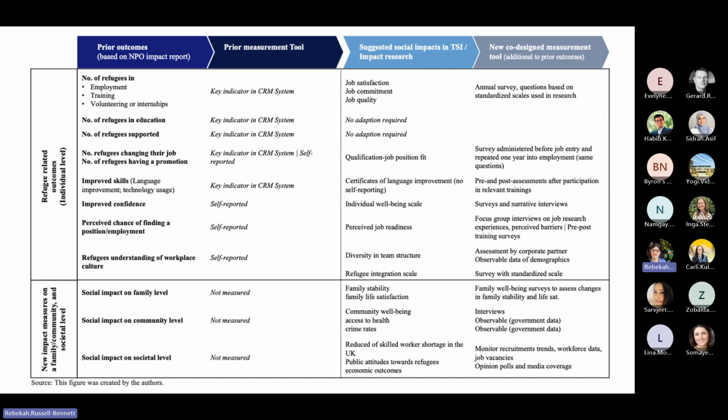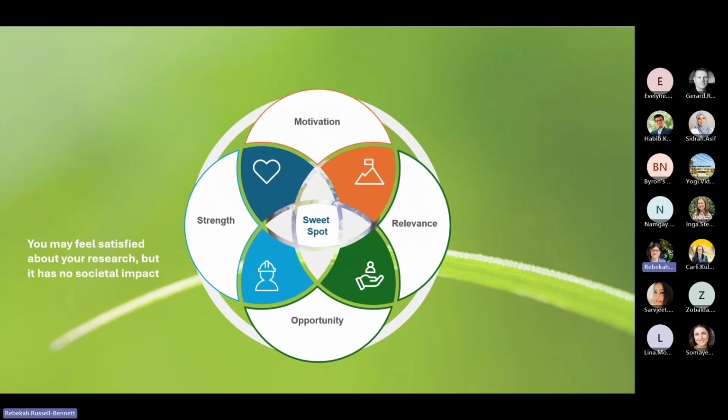So we worked very closely with an NGO that focused on employment. And we found out what they used to measure to report social impact. And then we provided our TSI-informed, research-informed social impact measurements, right? So we realized, for example, that they never mentioned the impact on the family level or community level or societal level. So we came up with a whole toolkit of what needs to be done at every level of the measurement to capture that impact that they were disregarding in the prior work. So to put it all together, when you have the motivation, the relevance, the opportunity, and the strength, that's where the sweet spot is.